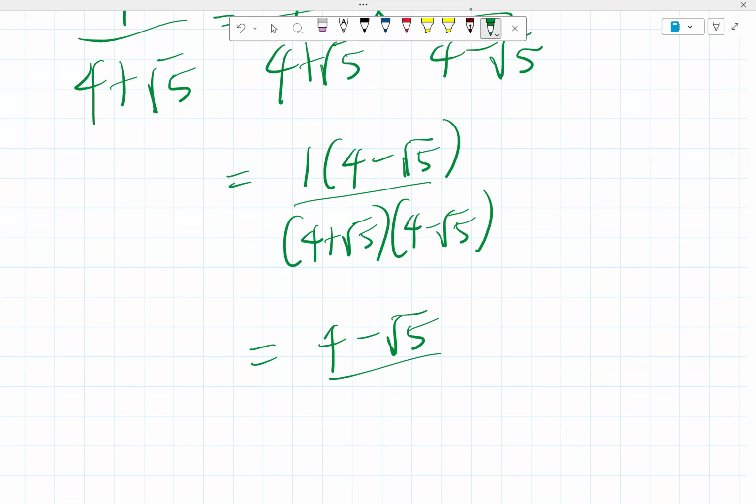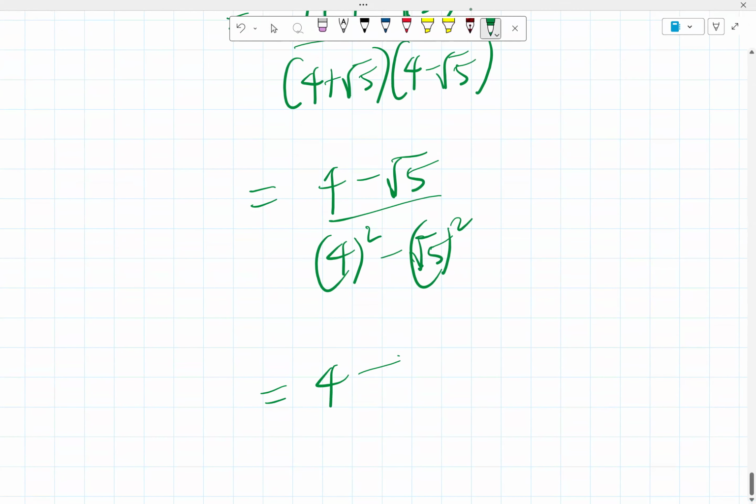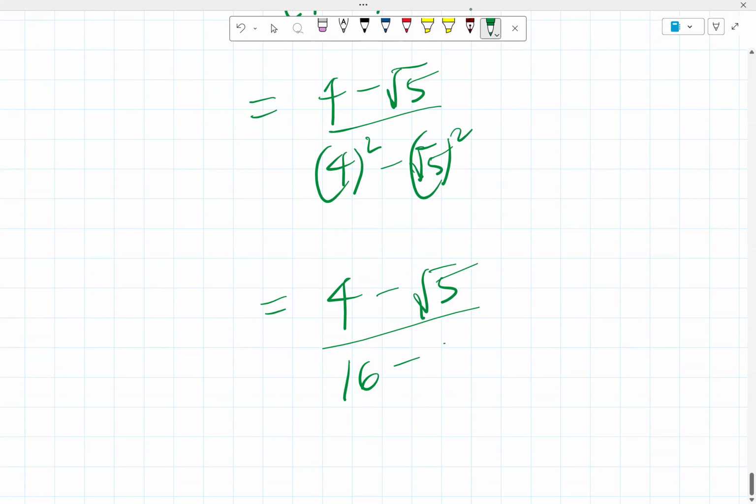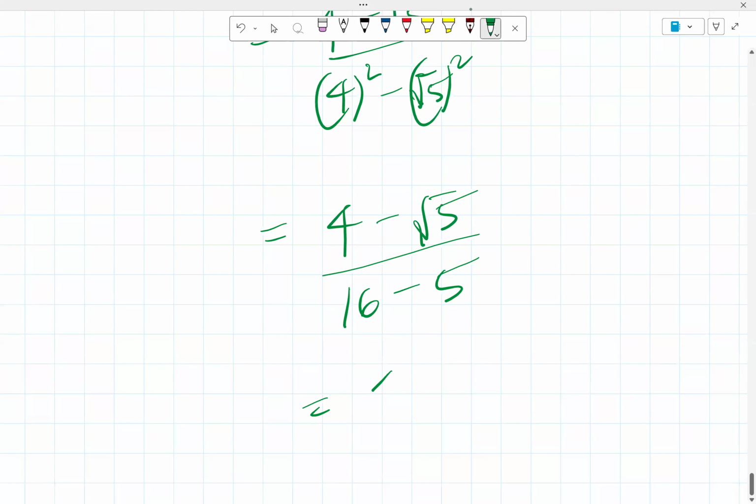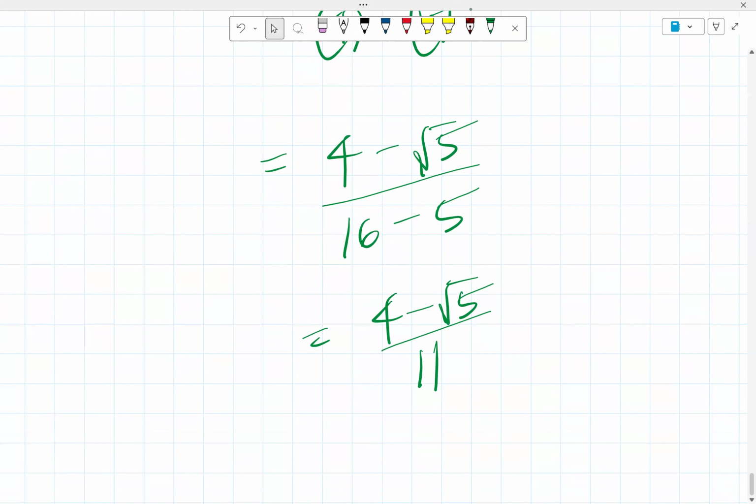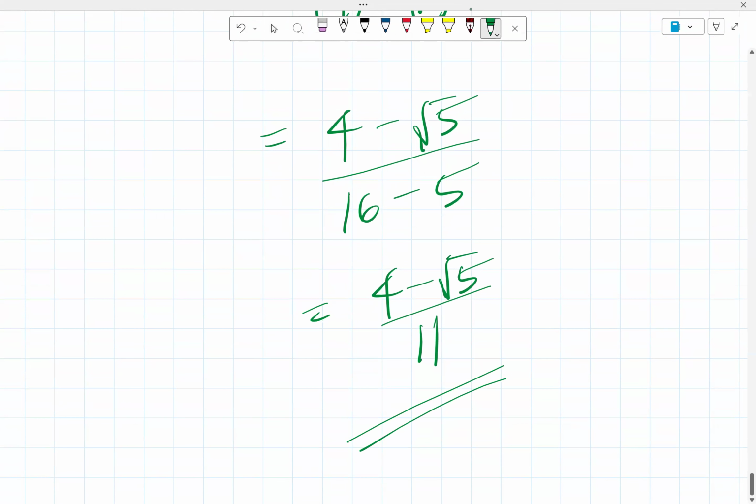All over, for this now, difference of 2 squares. So you have 4 squared minus root 5 squared. That means you have 4 minus root 5 all over 4 squared, which is 16, minus root 5 squared, which is 5. So that's 4 minus root 5 all over 16 minus 5, which is 11. You can leave it this way, and that is your answer. Or you can go further and say this is 4 over 11 minus 1 over 11 root 5. Anyhow you like it, this is also okay.